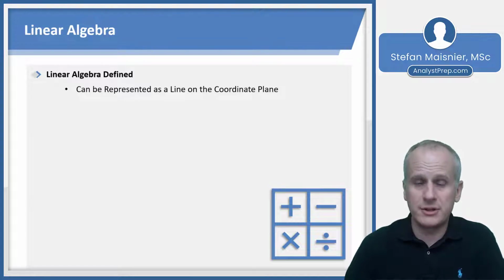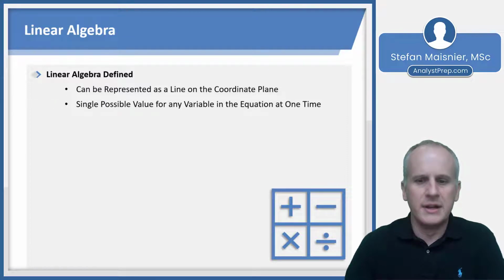Now, geometry in a plane sense is not tested on the exam, but linear algebra can be represented on the coordinate plane because the coordinate plane is just a physical manifestation of linear algebra, which is what the test is evaluating your abilities in most commonly when they're dealing with anything involving algebra. So a line means that there's one possible value for any variable in the equation at one time. So you can't have multiple outcomes, there's just one. And again, this will turn into word problems very quickly.